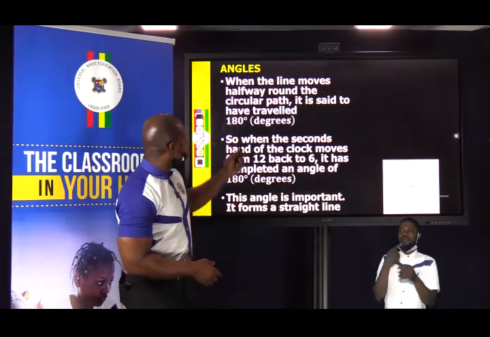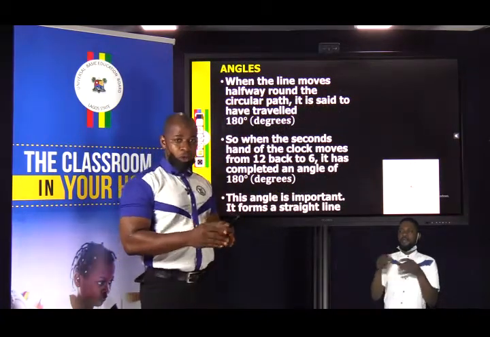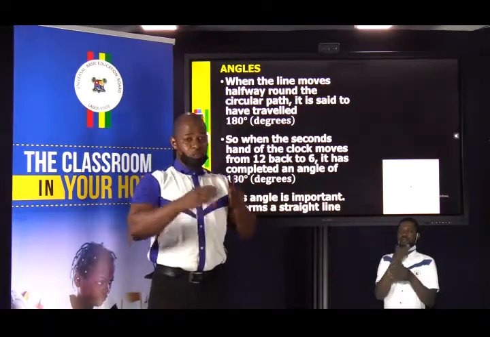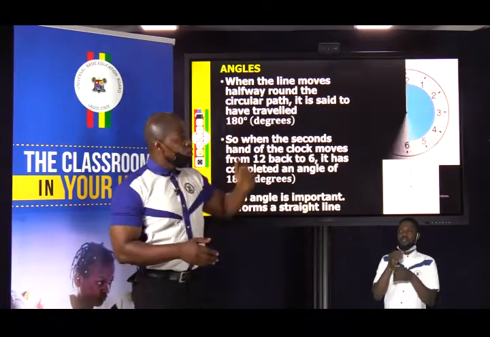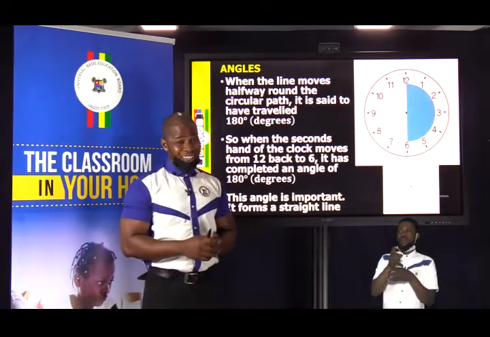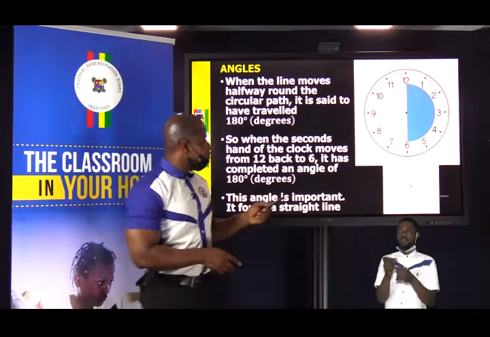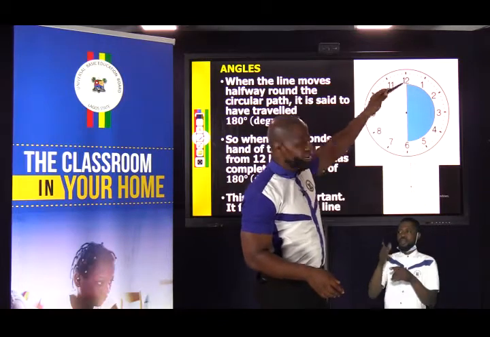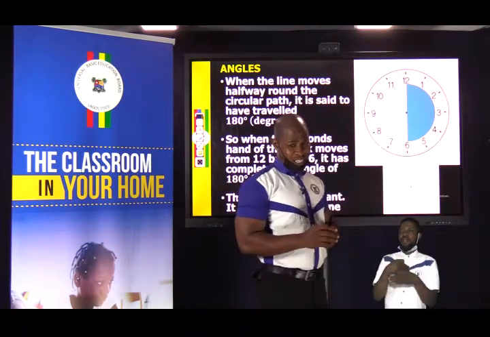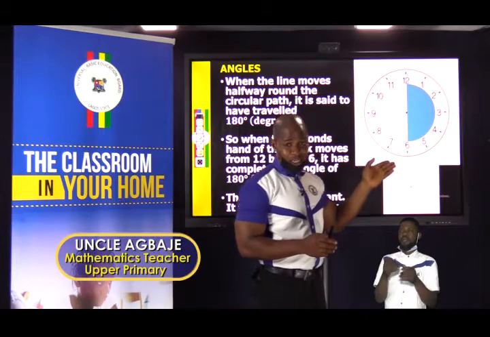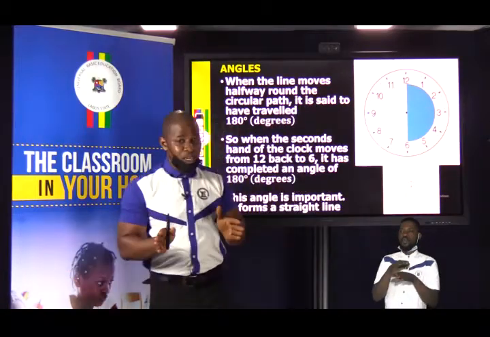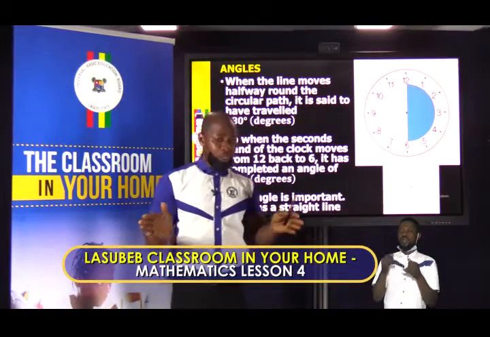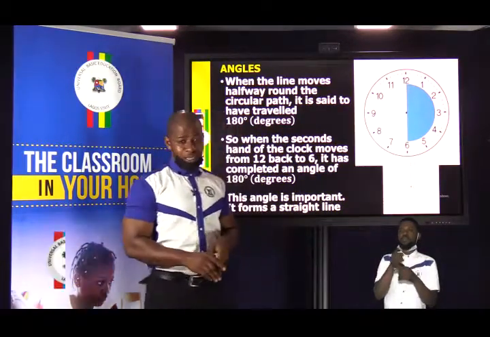Now for this angle, when the line moves halfway around the circle, obviously it has traveled half the total distance. And if the total distance is 360 degrees, half of it will be 180 degrees. Observe that if it starts from here and gets halfway, 180 degrees, that forms a straight line automatically. And so we call this the straight line angle. The total angle on the straight line is 180 degrees. Okay.